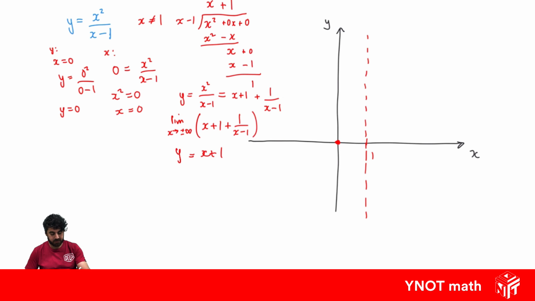So we can go ahead and graph that in. So we get 1 and minus 1 for the intercepts, and this is our oblique asymptote.